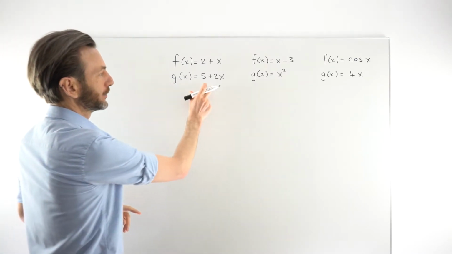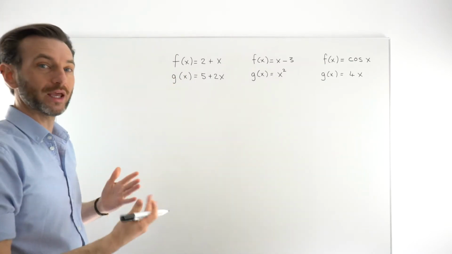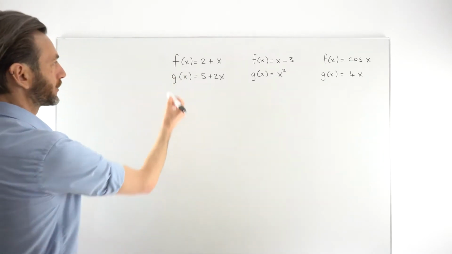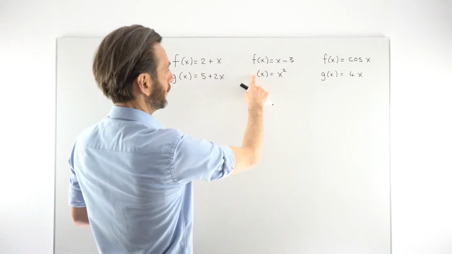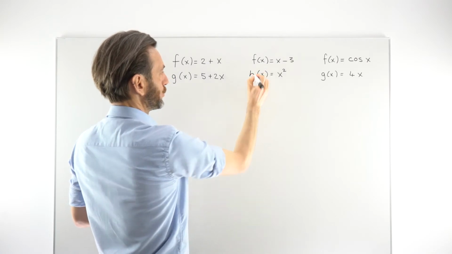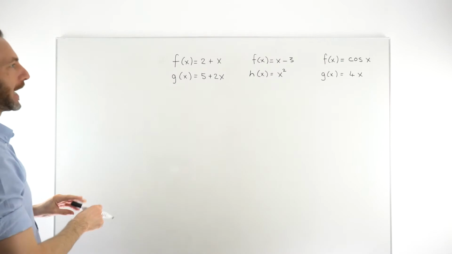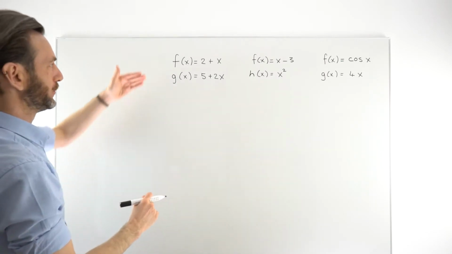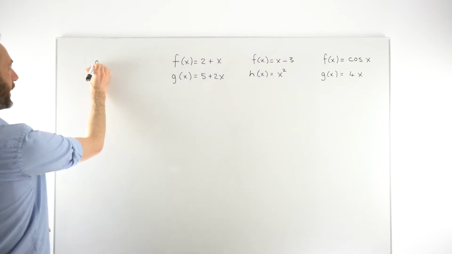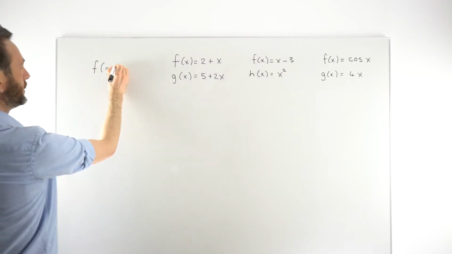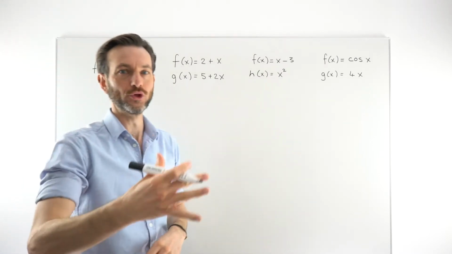Before we look at the actual technique, which is fairly straightforward, let's think about the notation for composite functions. Assuming you've got an f and a g, but they could be any letter. Maybe just to mix it up a little, we'll put an h function in there, because they're not always going to be f and g. So how do we actually write the composite? If you've got an f function and a g function, then you would write the composite as f of g of x.